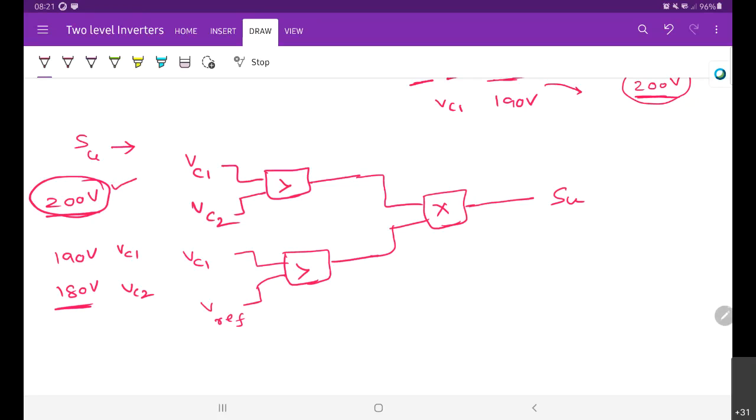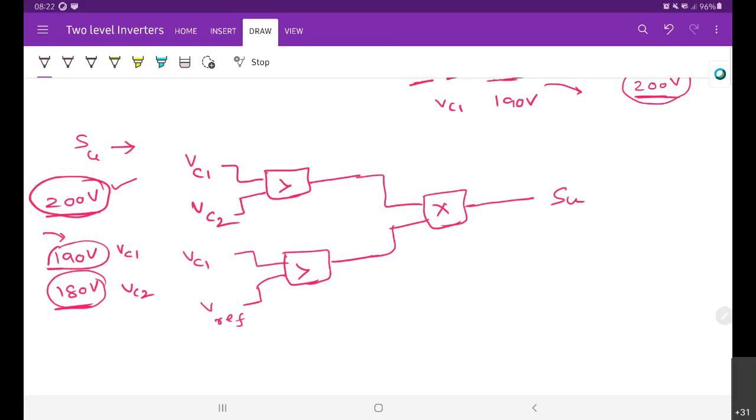In this case, the first criterion is met, that means VC1 is greater than VC2. But we are not turning on the switch. Why are we not turning on the switch? Because this VC1 must be charged to 200. So we will not turn on the switch.